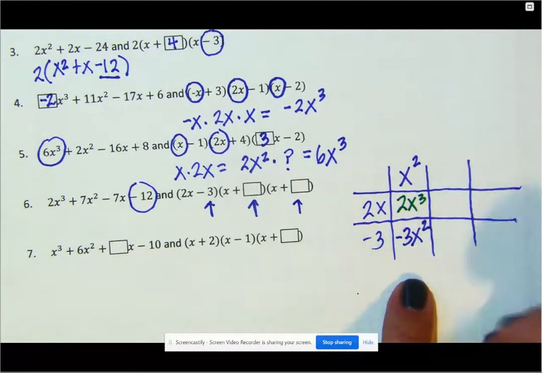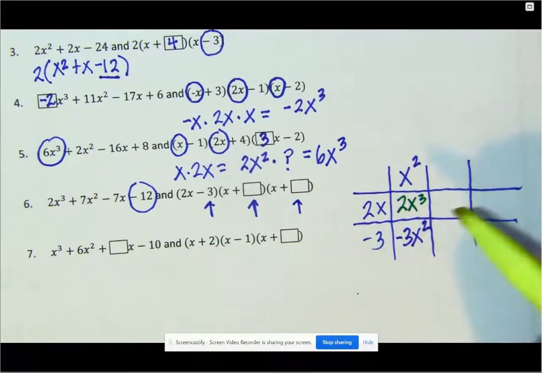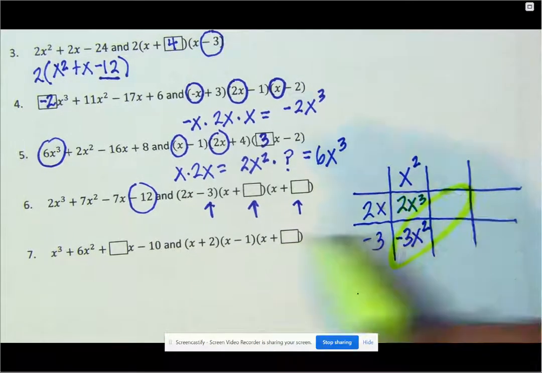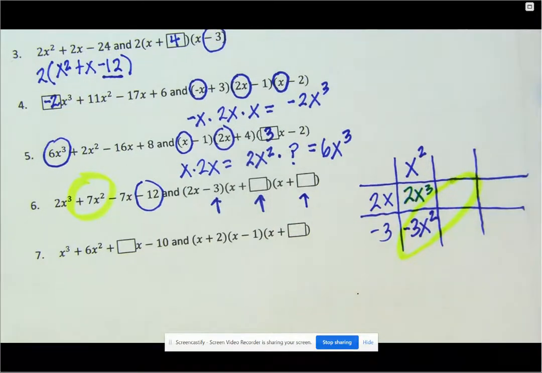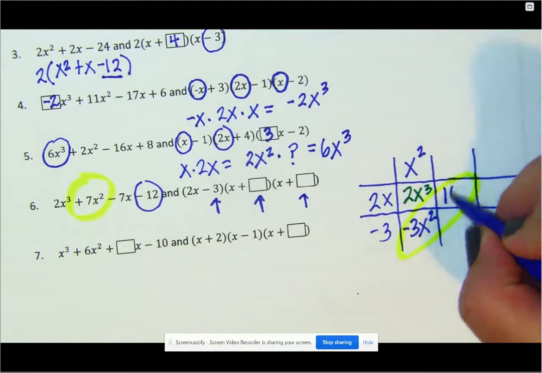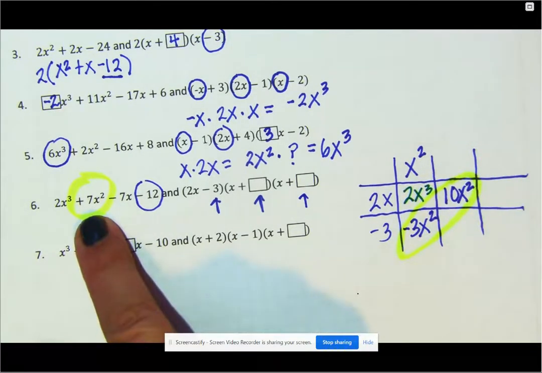Okay, now let's go look. I know that the x squared terms need to combine to 7x squared. Well, I'm at a negative 3, so that means I need 10. 10x squared minus 3x squared makes that negative 7x squared.